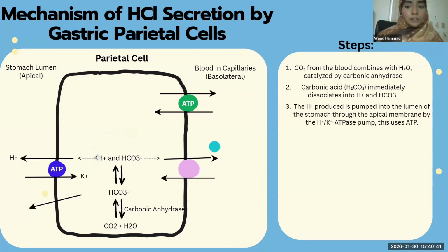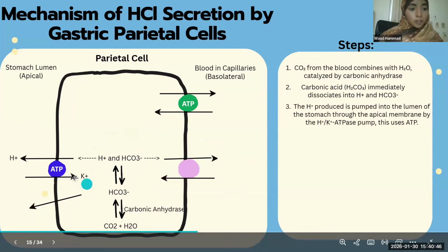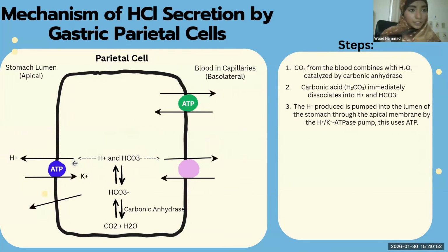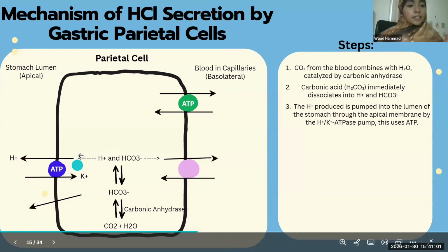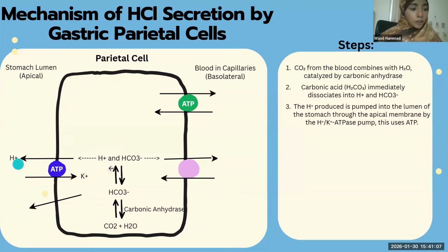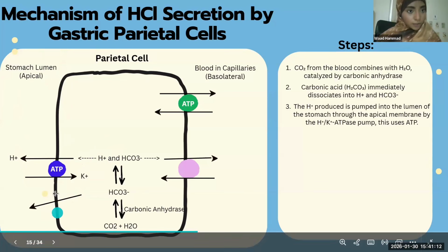When that happens, our proton ion goes through this proton potassium pump, and it uses ATP in the process. So proton goes out, potassium goes in. That's the first part of our HCl. The first part comes from the breaking down of the carbonic acid into a proton. That proton goes through the proton pump and releases H plus into the stomach lumen. The proton potassium pump is part of the apical surface of the cell.